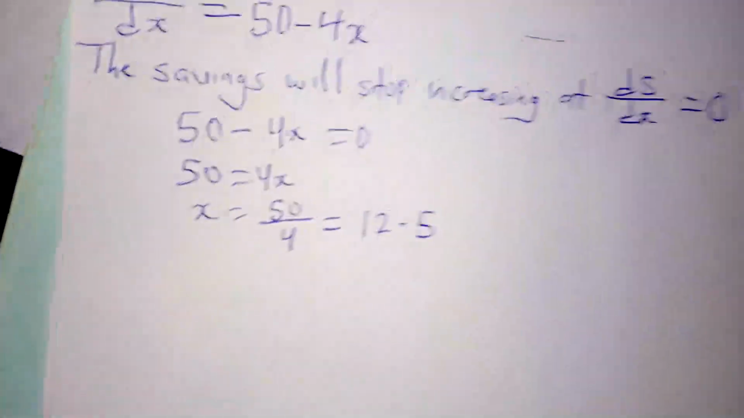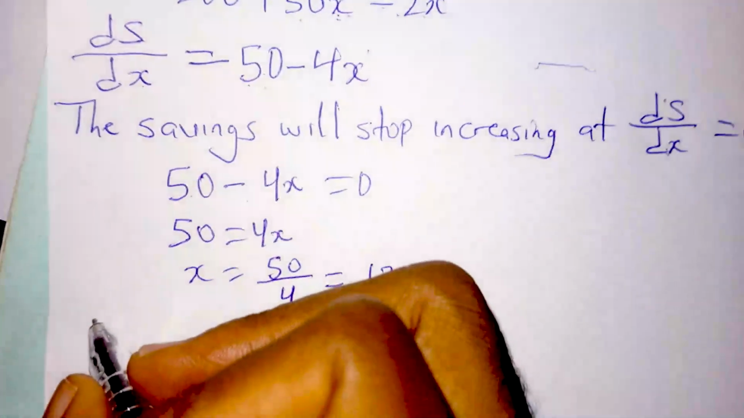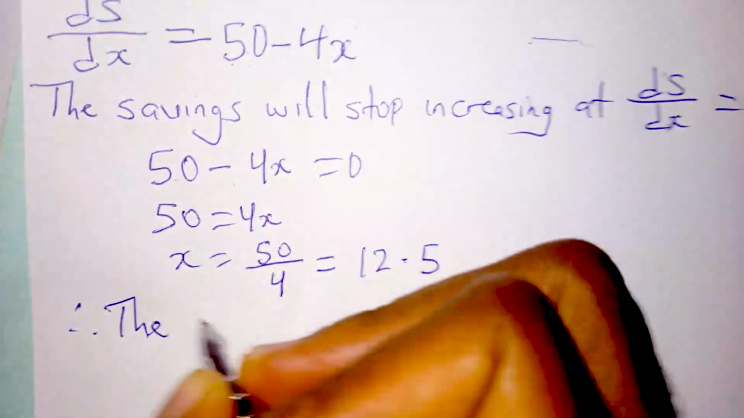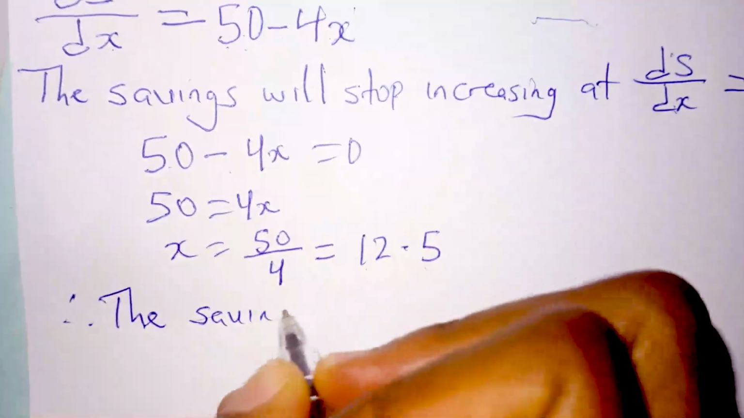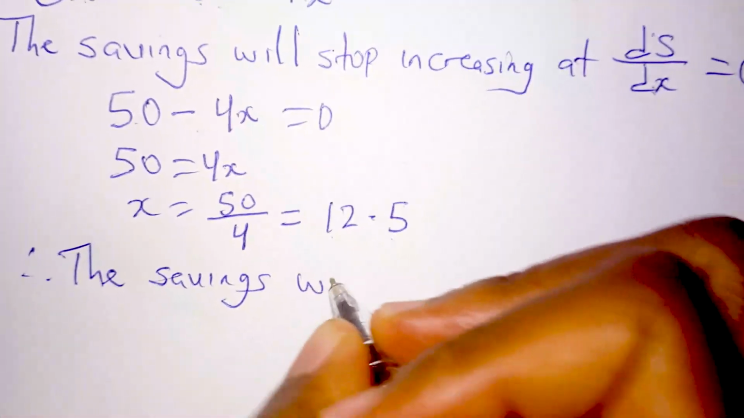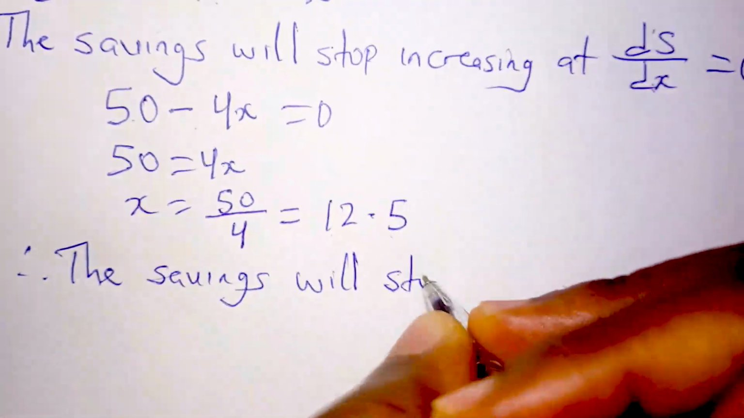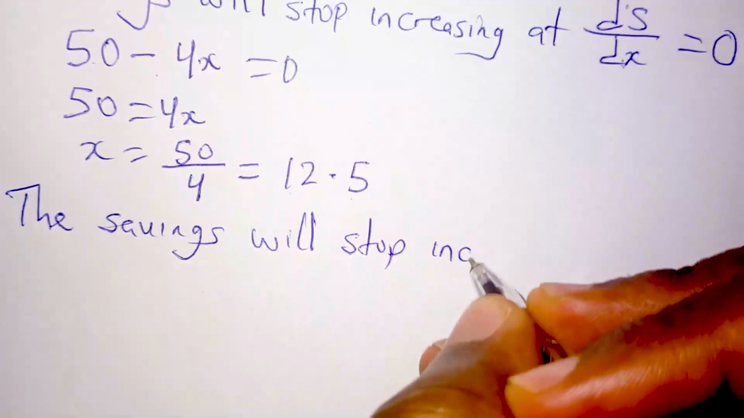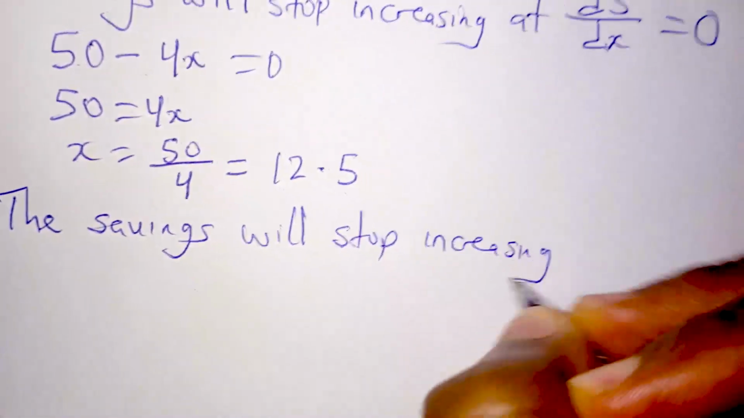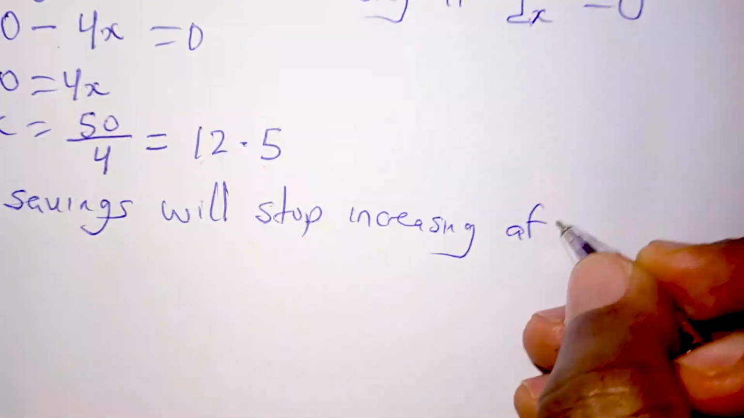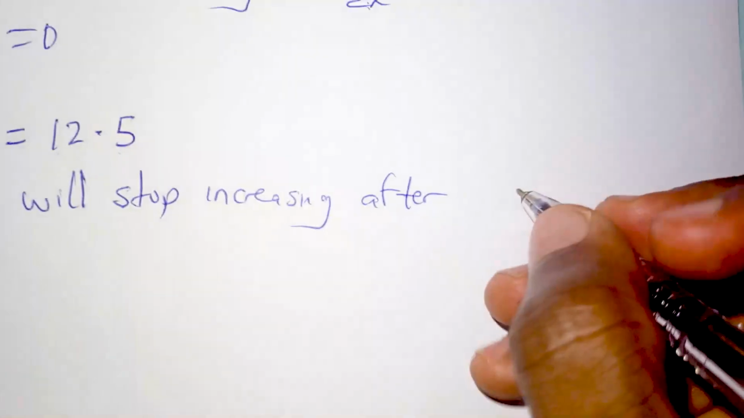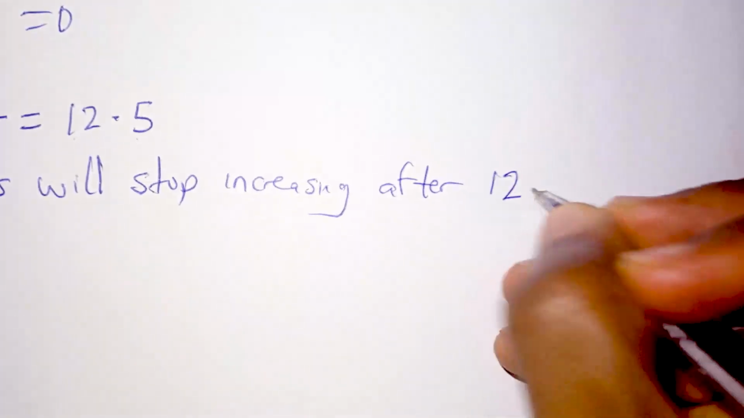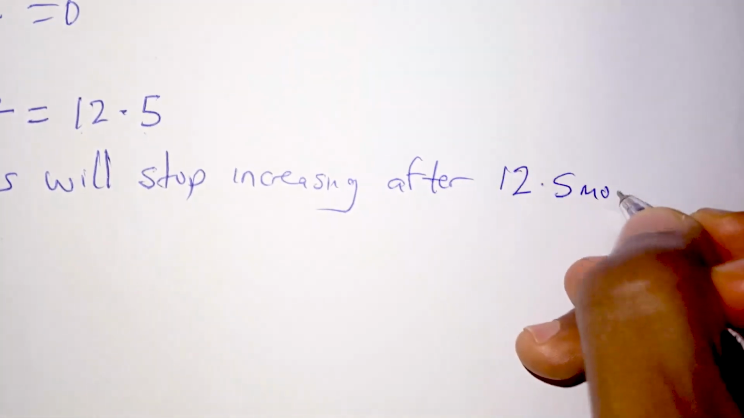So you can just say, therefore the savings will stop increasing after, just manage my handwriting, 12.5 months. So that is what the first question requires you to do.